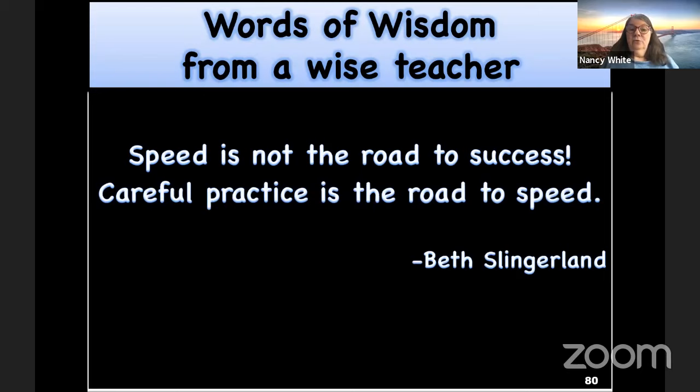Speed is not the road to success. Careful practice is the road to speed. If we go faster than we can be careful and accurate, chances are what we're practicing isn't what we want to remember.